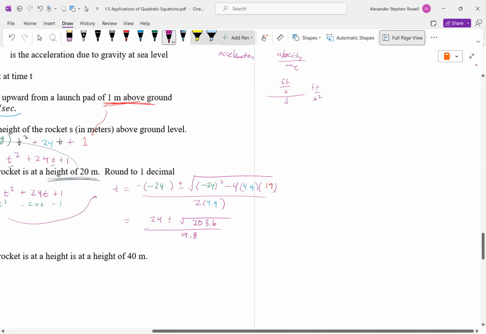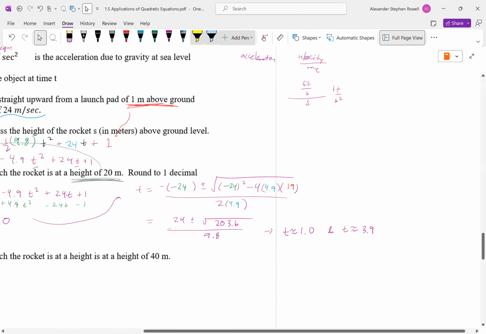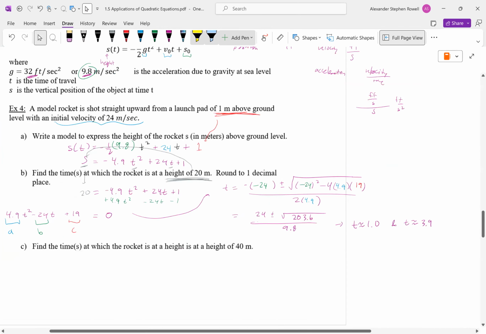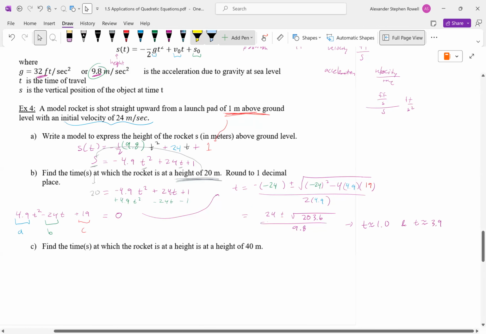All right, anyway, we should get 2 times. These 2 times should be t is approximately equal to 1.0 and t is approximately equal to 3.9, if you plug those both into your calculators. Do those both make sense? Can I get 2 answers to this type of word problem? I heard yes. You agree?